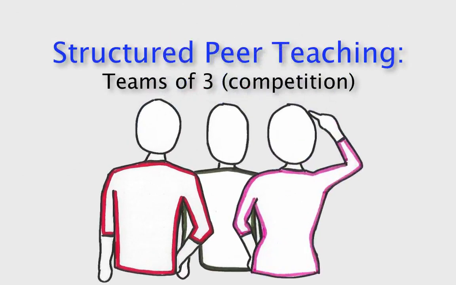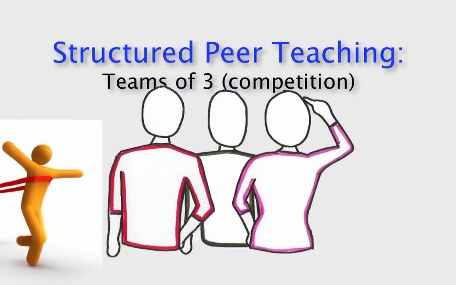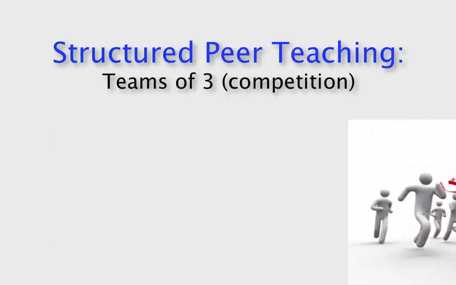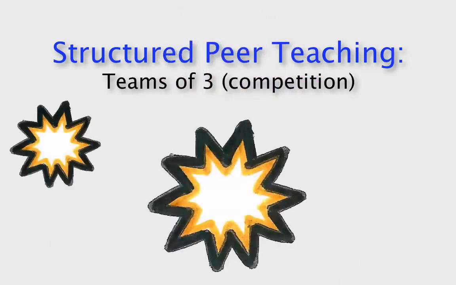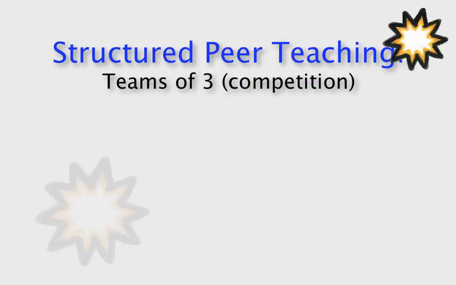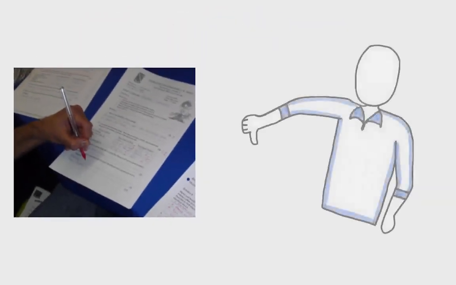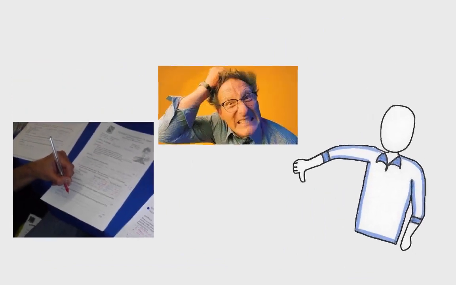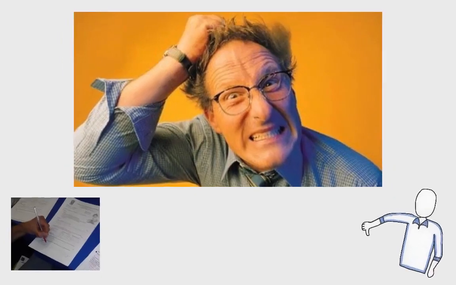I call this the Teams of 3 peer teaching activity, and it's a competition. Now I must say, at the time, thinking this one up was a stroke of genius. Here's the background to the activity. I had just marked an assessment task and was quite disappointed in the results. Clearly, most students had underperformed and had not grasped this particular unit anywhere near as well as I had anticipated.